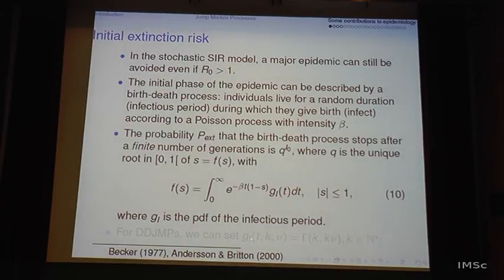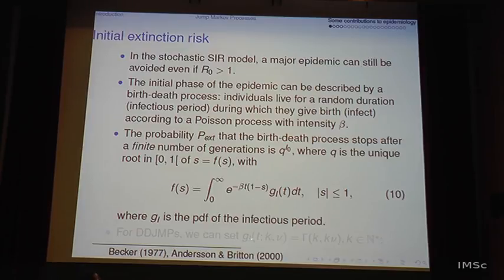So the idea is that the probability Px, the probability of extinction, is the probability that the birth-death process stops after a finite number of generations. That's this case. If it doesn't stop after a finite number of generations, you are in this other case, and at that time the approximation won't be valid anymore because you have to consider susceptible depletion. But we are interested in this case.